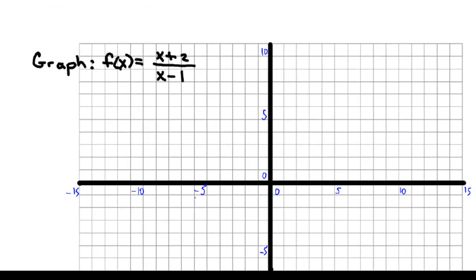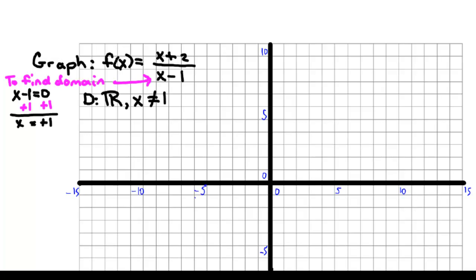Look at the function f of x equals x plus 2 divided by x minus 1. We first need to find the domain. Set the denominator, x minus 1, equal to 0, and solve for x. X is equal to 1. Therefore, the domain is the set of all real numbers, except x is not equal to 1. The vertical asymptote is x equals 1. Draw the dashed line x equals 1. Now we need to find the horizontal asymptote.